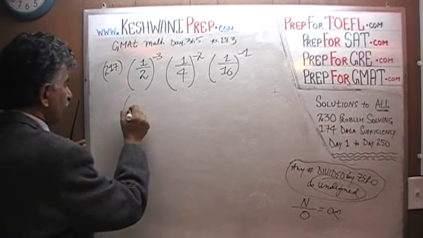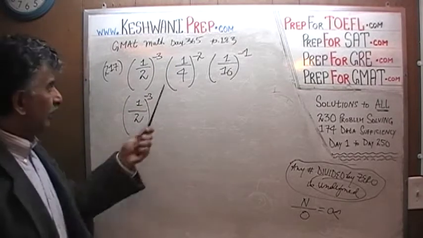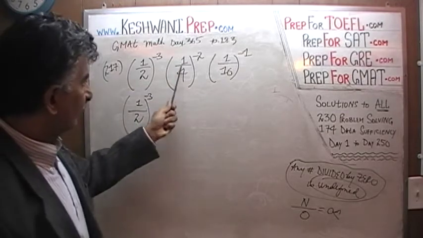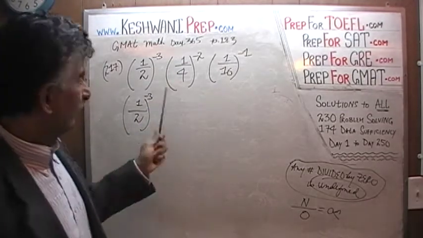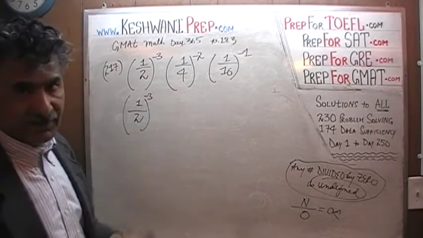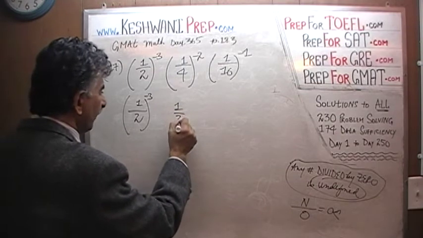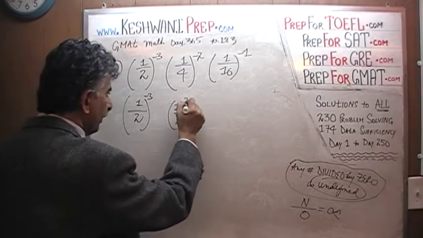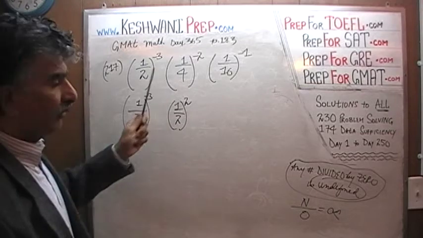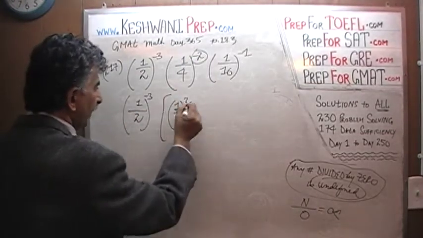1/2 raised to negative 3rd is just going to remain like this. Let's convert this fraction into 1/2 and this fraction into 1/2. When they are all 1/2 and the bases of all of them are the same, you can just add the exponents. So 1 over 4 can be written as 1/2 squared. 1/2 squared is 1/4. And then outside we have a negative 2.